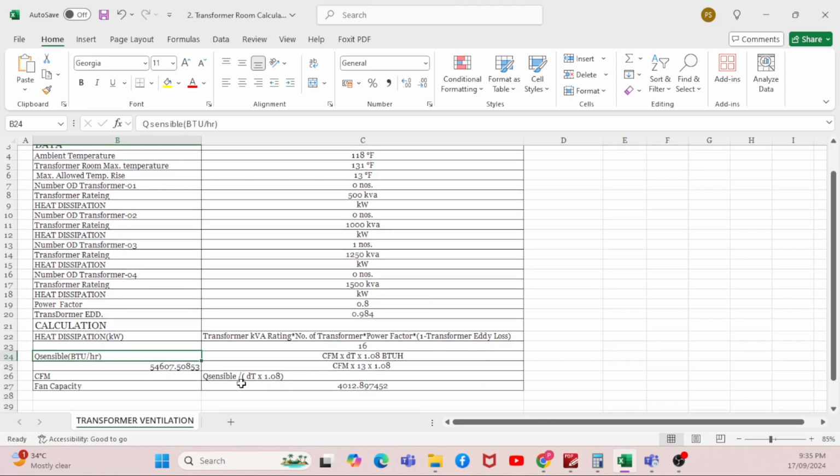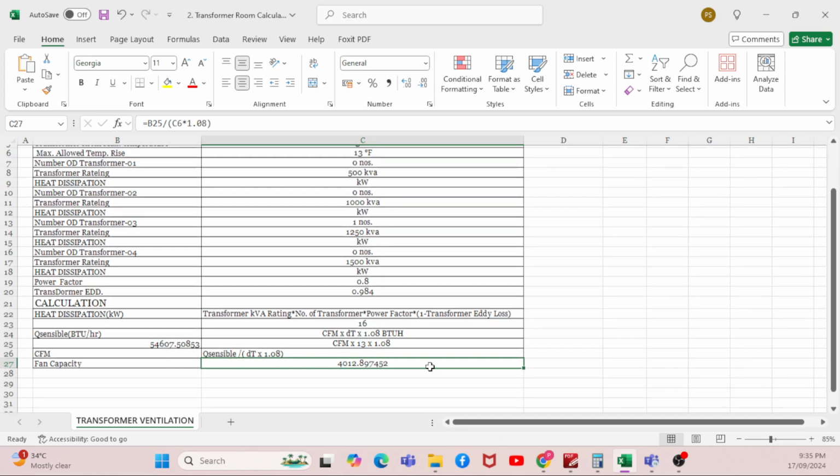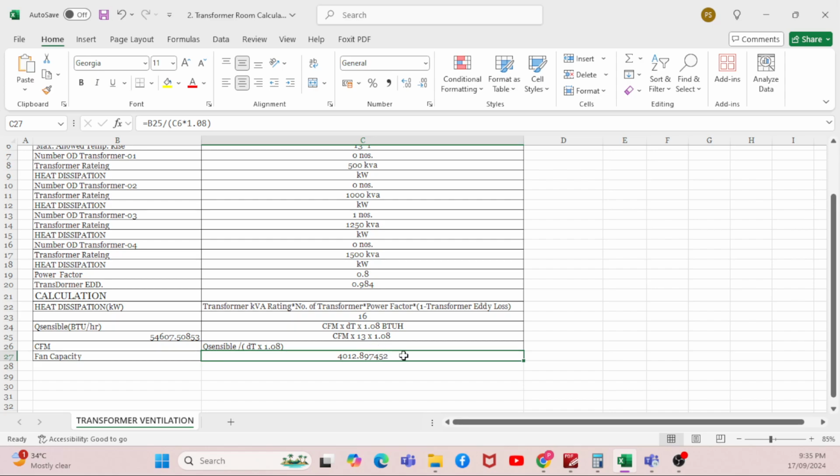So now you know how to calculate the CFM: CFM equals BTU per hour divided by delta T, then 1.08, right? From here you can get the fan capacity in CFM. Then you can convert it into liters per second, or into cubic meters per hour, or per second, depending on your need.